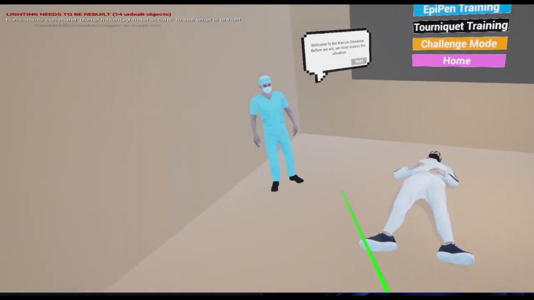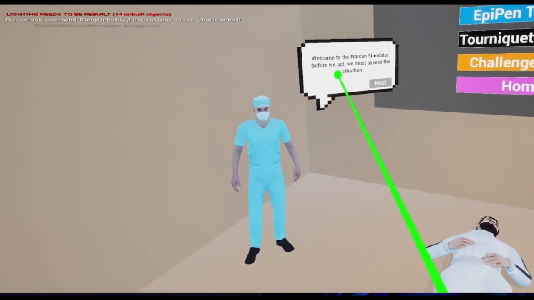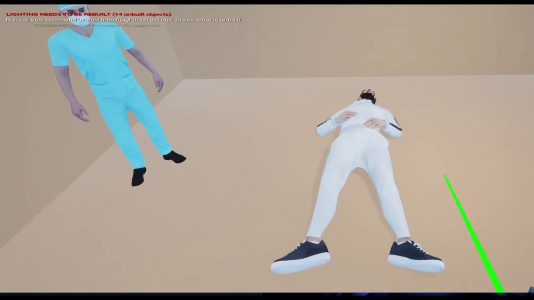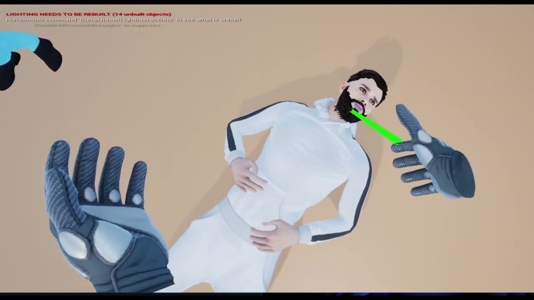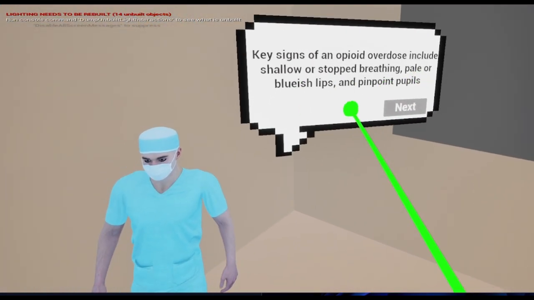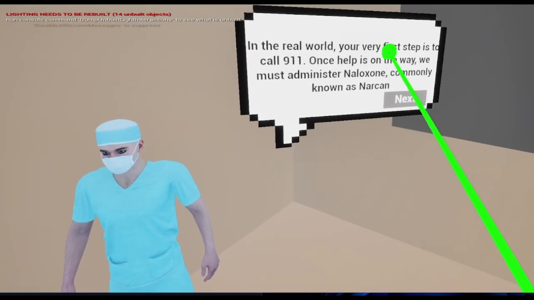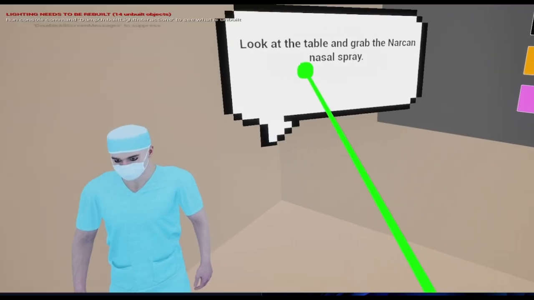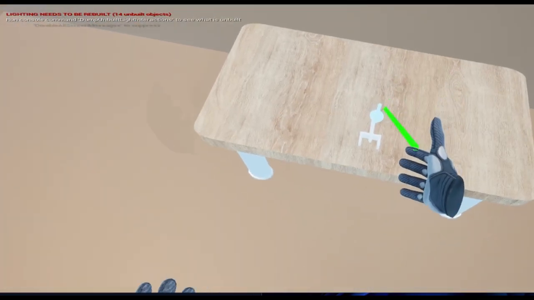Welcome to the Narcan simulator. Before we act, we must assess the situation. This patient is unresponsive. Look closely at their face and chest. What do you see? Key signs of an opioid overdose include... In the real world, your very first step is to call. Narcan is a medication that... Look at the table and grab the Narcan nasal spray.